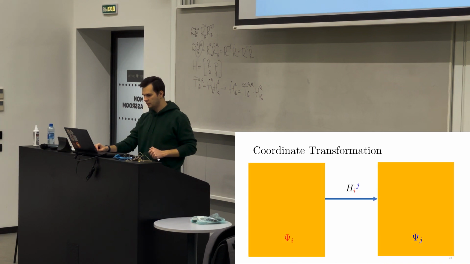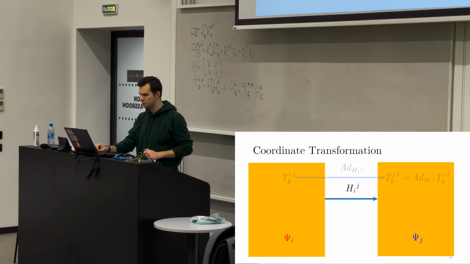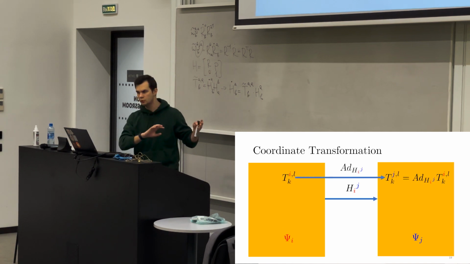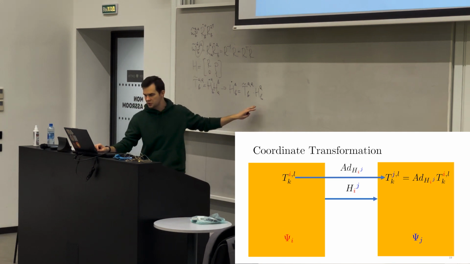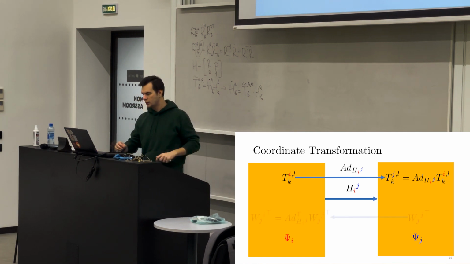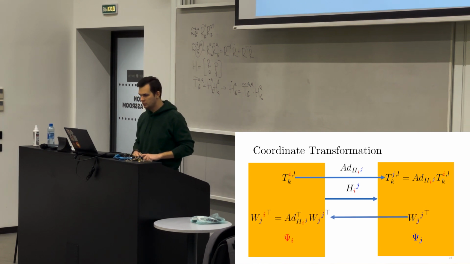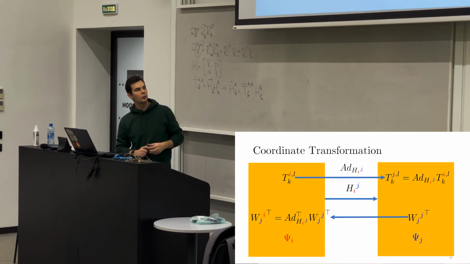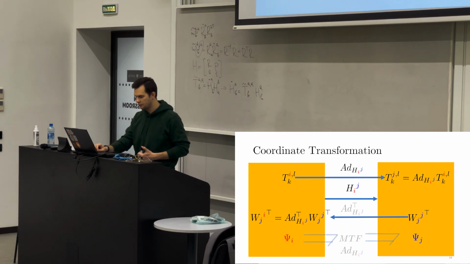And finally, here is the whole conclusion for the kinematics: if we have two frames, we can go from one to another using homogeneous transformation matrices. If we have a twist, we can also go from one to another using the adjoint. And if we need to tackle a wrench, we need to use the transpose adjoint.